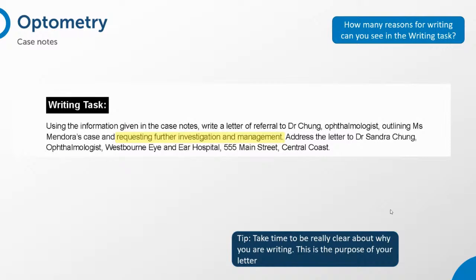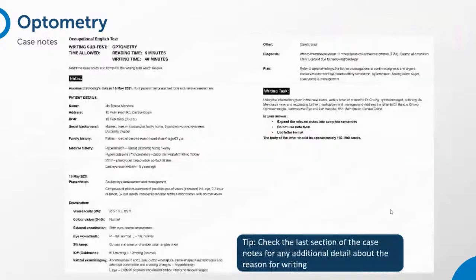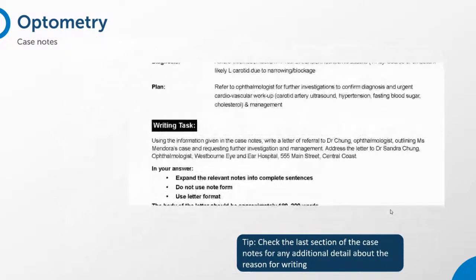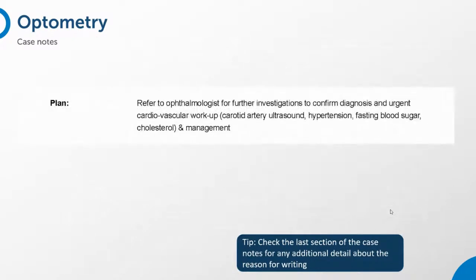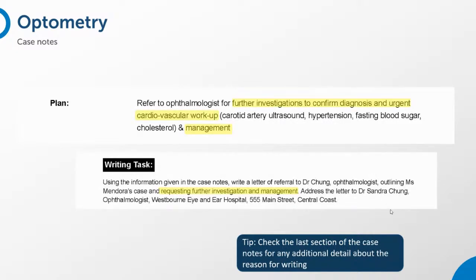reason for writing. And as I mentioned before, to understand the task more, it's always a good idea to check the final section of case notes, which are provided just above the writing task. And plan is this section. And here we can find quite a few extra and helpful details about the investigations we are requesting. So we can see that we need to confirm the diagnosis and urgent cardiovascular workup. And this links directly to the writing task. So it's a really good tip to check those two things together for the information that they provide.